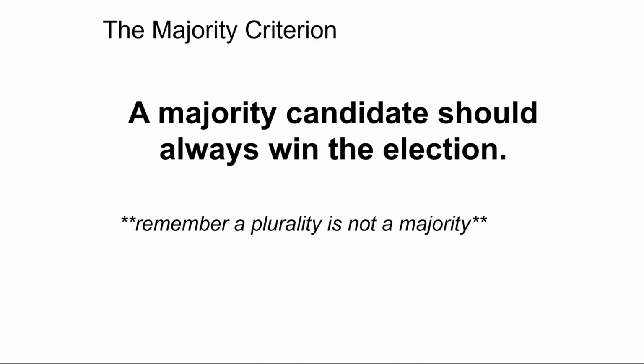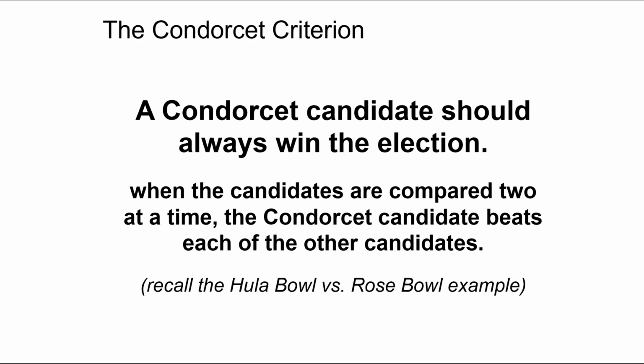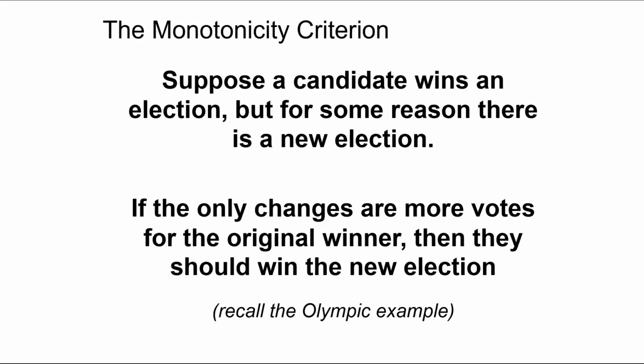So the majority criterion states the following: a majority should always win the election. And remember, a plurality is not a majority. The Condorcet candidate should always win the election. And basically what that is, is the candidate that, compared two at a time, beats all the other candidates. The best example we covered is the Hula Bowl versus the Rose Bowl. So we're not just saying the majority wins, but we're saying that head to head, everybody prefers this candidate over the others, or the majority.